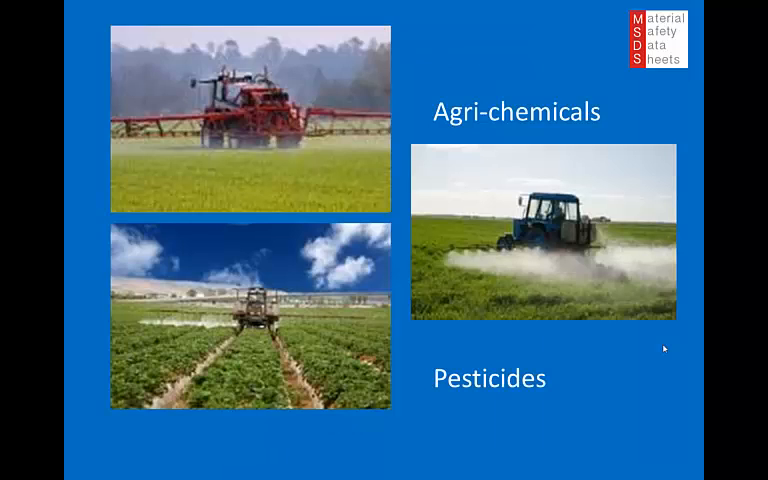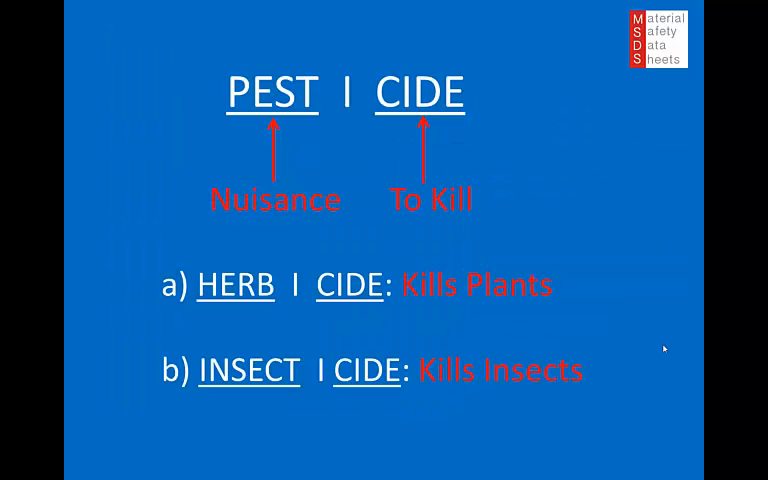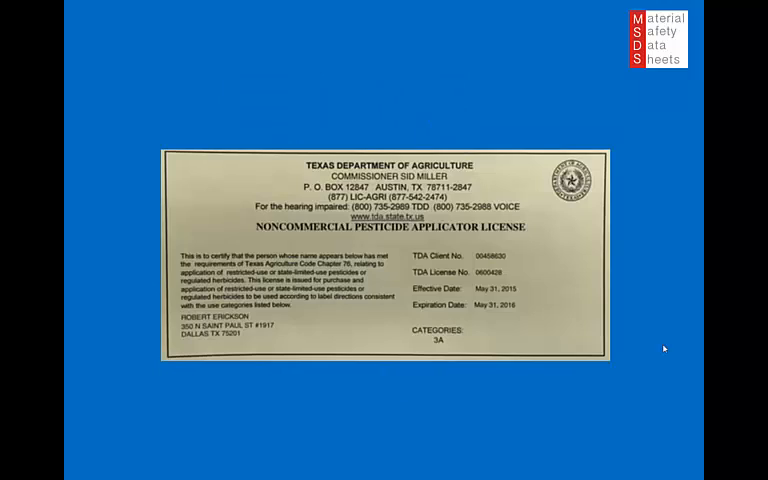The chemicals you may be exposed to while working in the landscaping department have been derived for agriculture. These chemicals include pesticides we use to control insects or weeds. So let's discuss these briefly. Pesticide is a broad term to describe most of the chemicals we use in landscaping. Pest means nuisance or unwanted, and side means to kill. Herbicide is a pesticide that kills plants, and insecticide is a pesticide that kills insects.